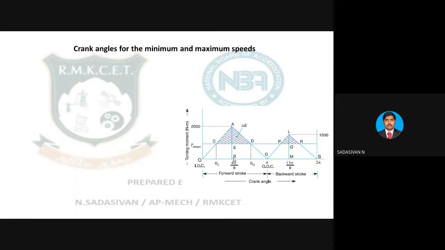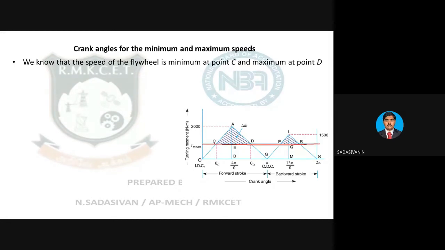So, the crank angle for the maximum and minimum speeds. The speed of the flywheel is minimum at point C and maximum at point D. How am I concluding this? You have to understand it carefully. This is the mean torque line. There are only two places where you have more energy than the mean torque. From this theta to this theta and from this theta to this theta, you have more energy than the mean torque line. So the maximum speed point will be somewhere within these two angular spans.